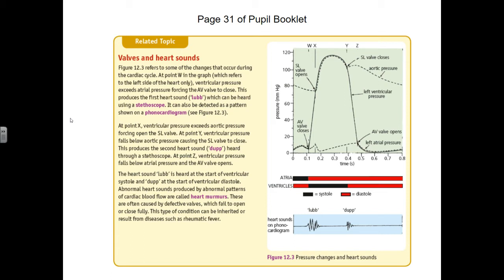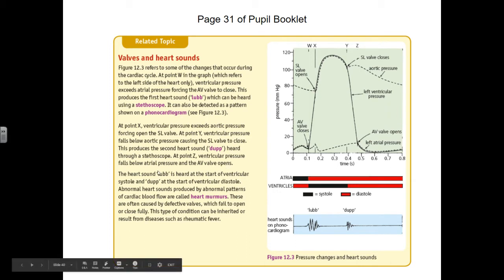You then have a silent period where the heart fills with blood. It's silent during the atrial systole, and then you have the sound, the lub sound during ventricular systole, and the dub during that initial part of diastole.